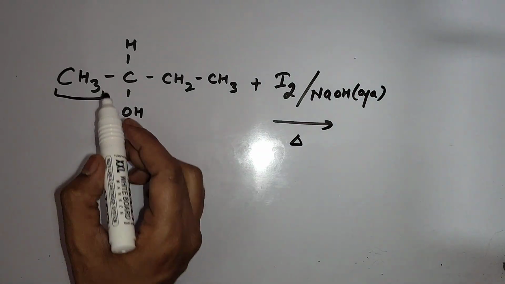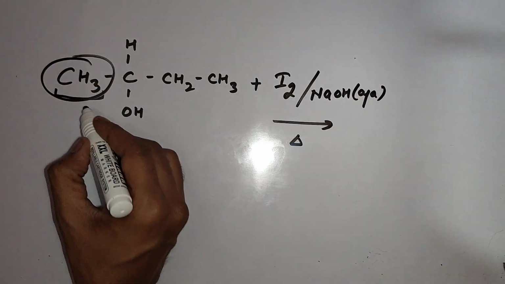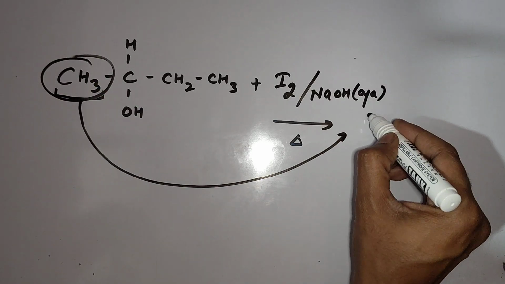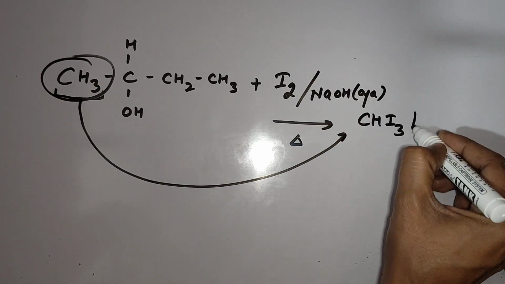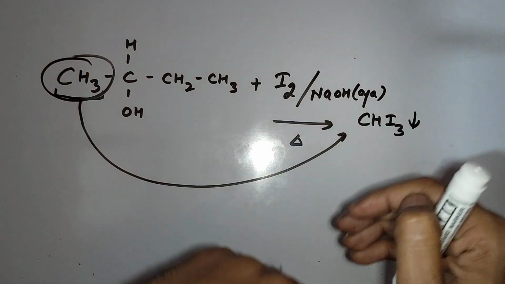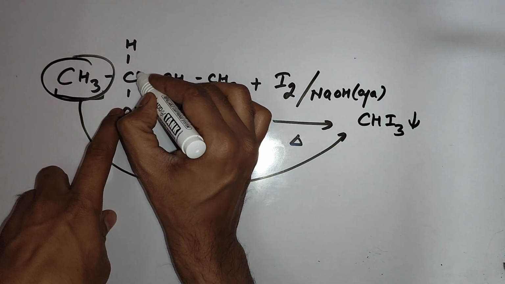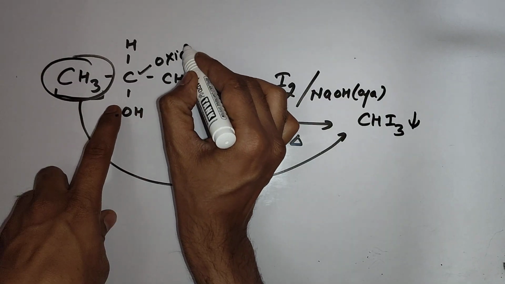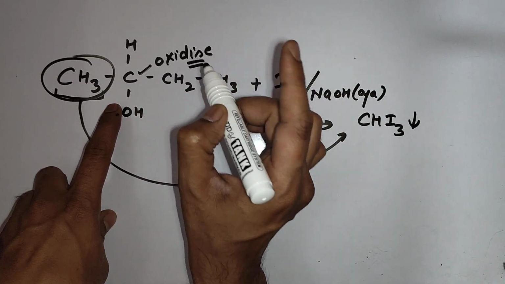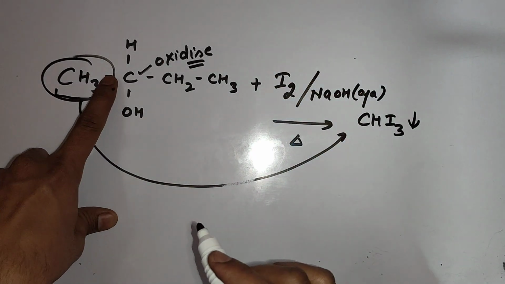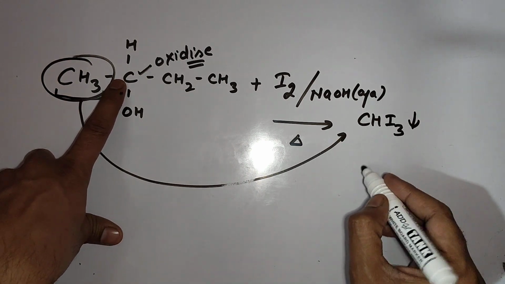So what trick did I tell you? This CH3 you need to convert to CHI3. Yellow color precipitates will generate and they will settle down. And this carbon which is directly connected with OH, you have to oxidize up to what stage? Carboxylic stage. So let's make this carbon a carboxylic acid one.